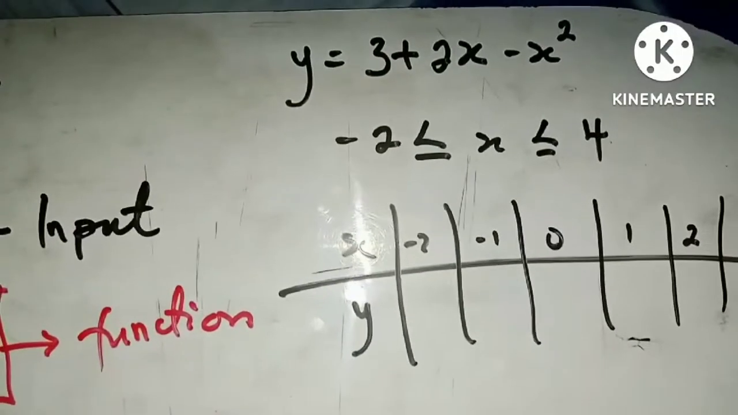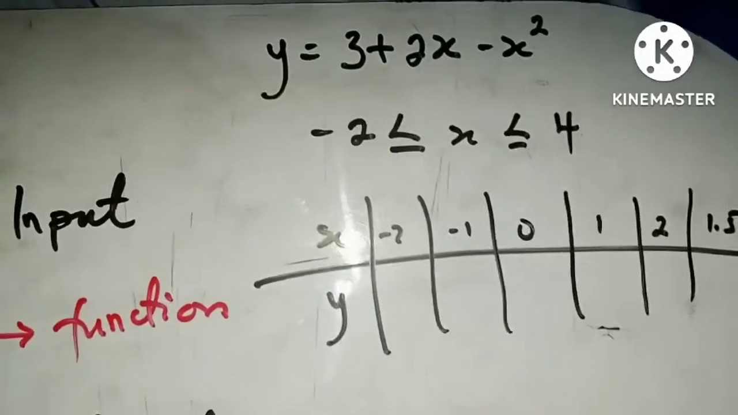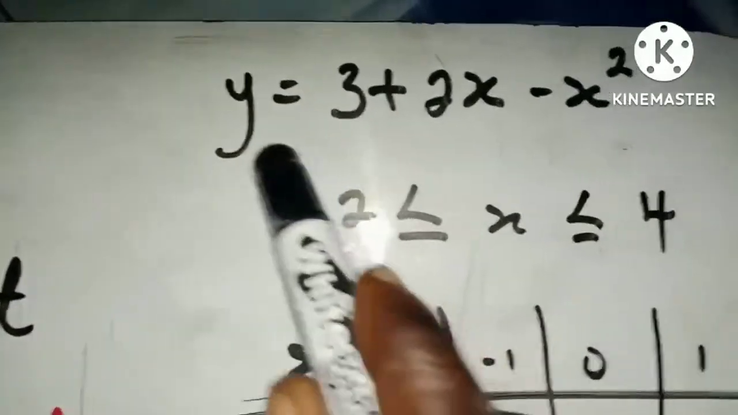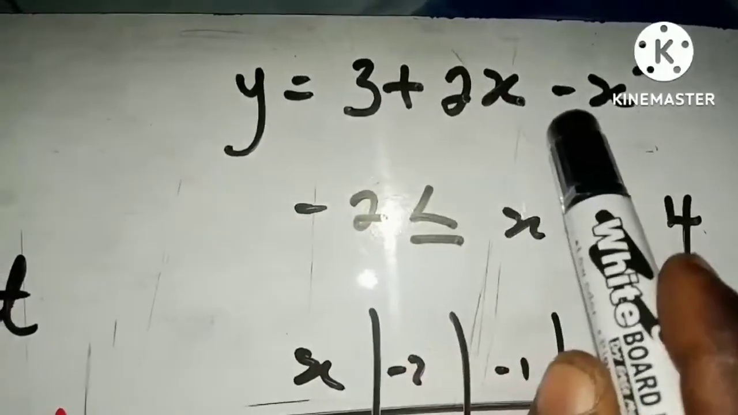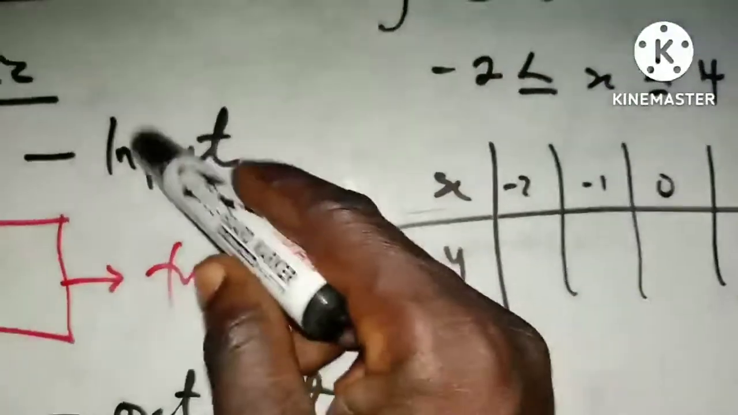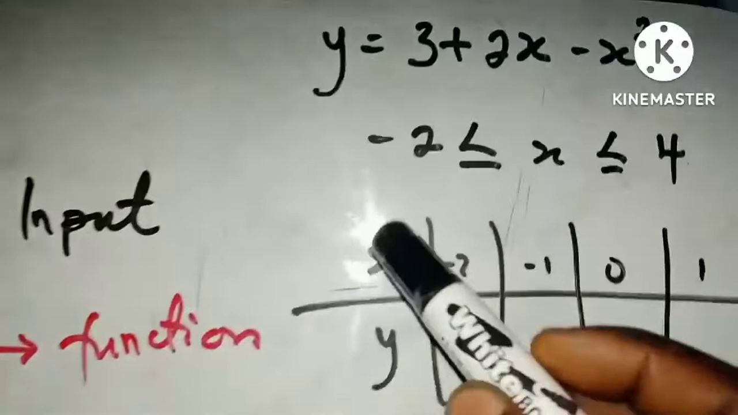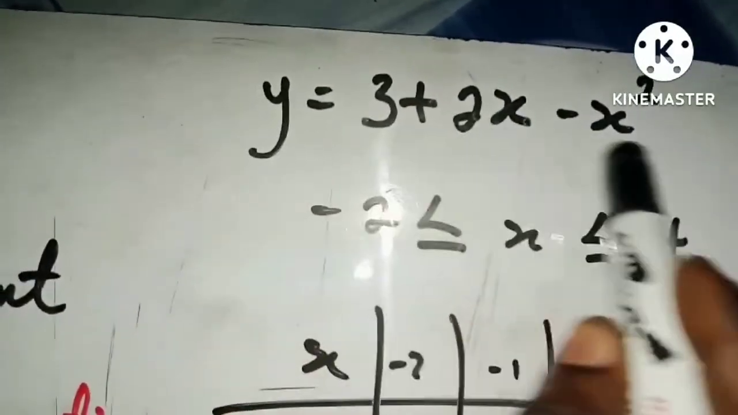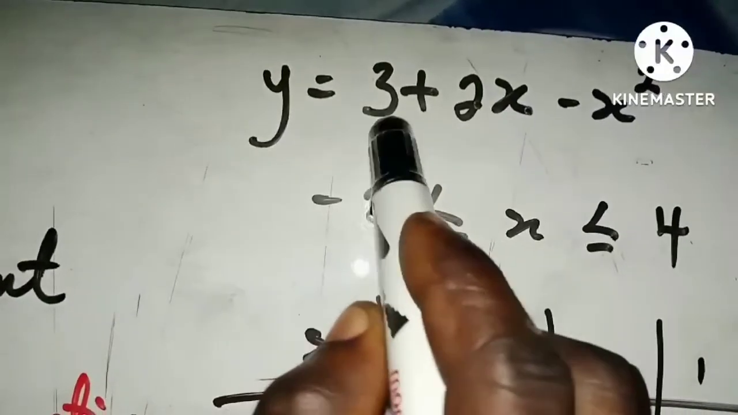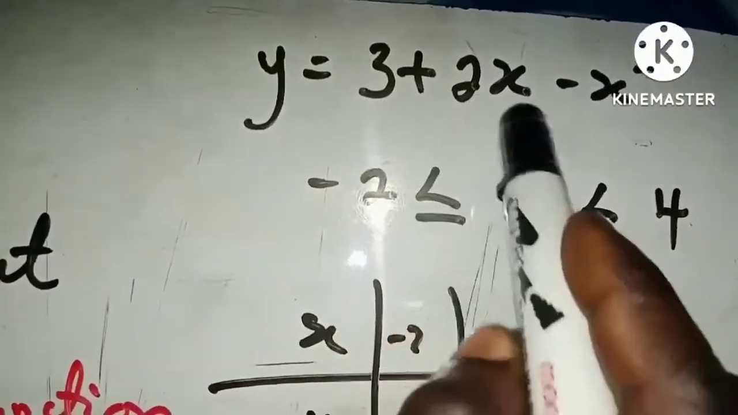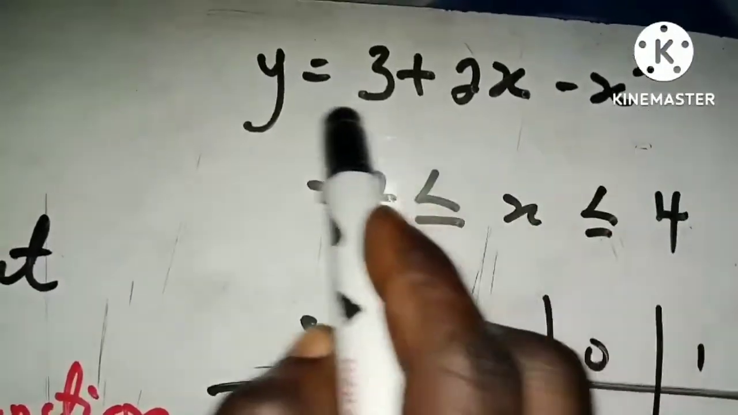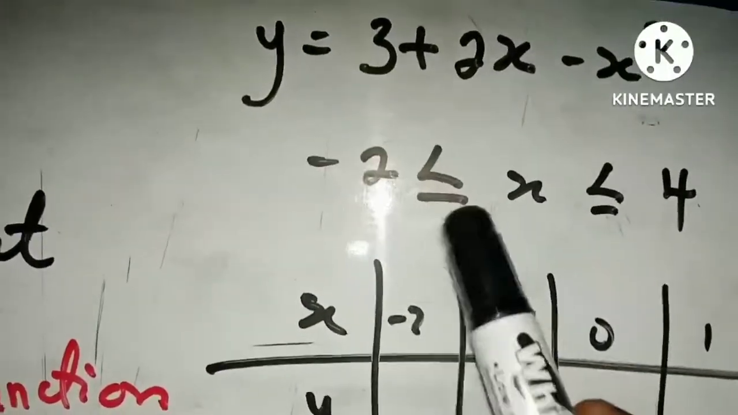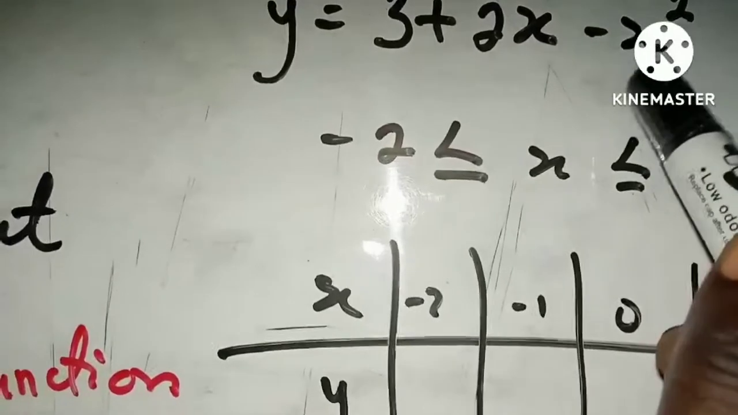The question says that we should copy and complete the following table for the relation. So this is what we are calling the relation. In terms of this explanation, this relation here is the machine. Everything here, y equals 3 plus 2x minus x squared, is the machine. Whatever input we are having, we are going to place it inside of this machine.